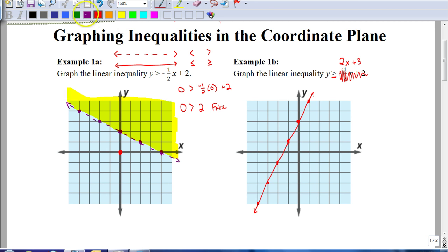Now I need to figure out, well, do I shade above or below the line? Pick a point not on the line. Let's say if I pick 0, 0. If I put 0 in for y, does this make a true statement? Well, 0 is greater than or equal to 2 times 0, which is 0. 0 plus 3 is 3. 0 is not greater than or equal to 3, so this is a false statement. So 0, 0 is not included.